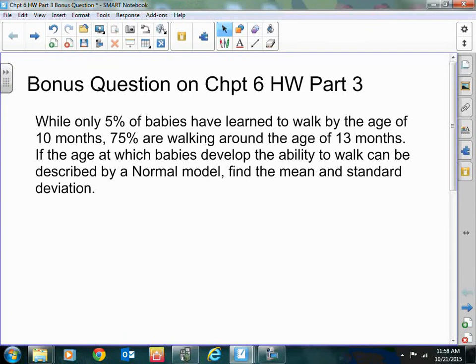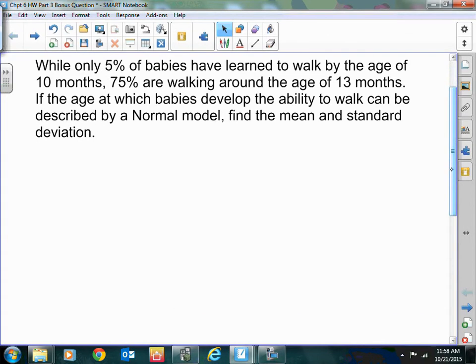This is your page 22 bonus problem, and let's see if you can do this. Here we go. This will be on the test as a free response. Okay? This is the bonus, but now it's expected to be something you learn how to do now. So here we go.